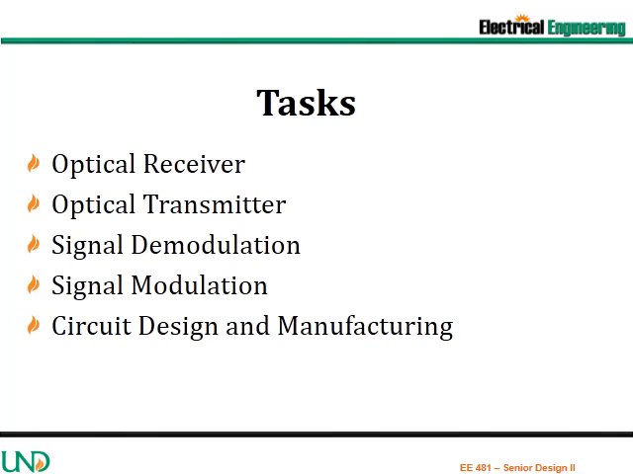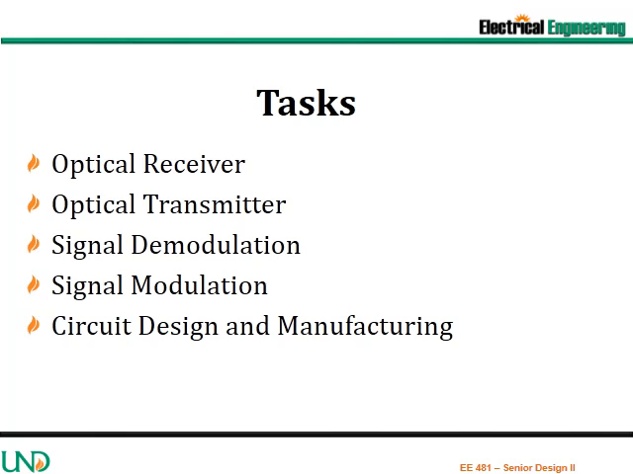The tasks for this project include developing an optical receiver. This module utilizes photodiodes and a differential configuration. Optical transmitter. This module utilizes a laser diode operating in the near-infrared spectrum. Signal demodulation and modulation. For analog signals, this includes amplitude modulation and frequency modulation. And for digital signals, amplitude shift keying, frequency shift keying, and phase shift keying.